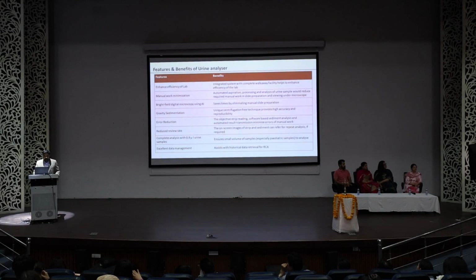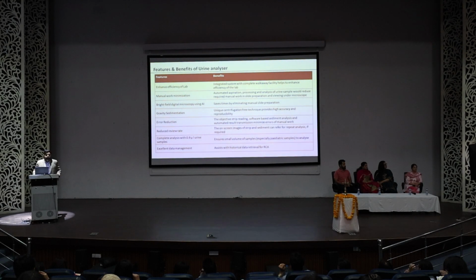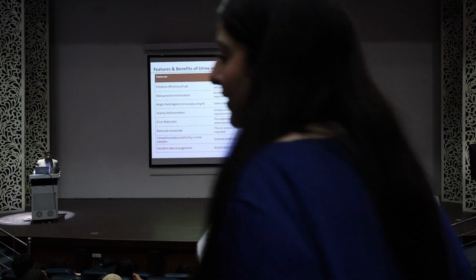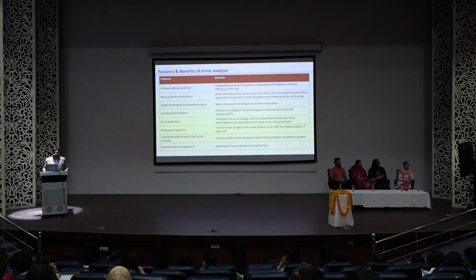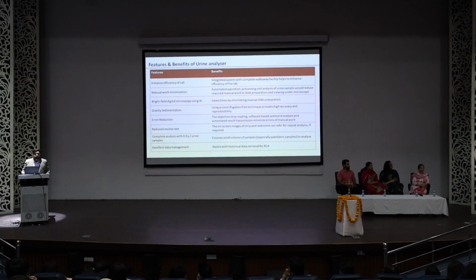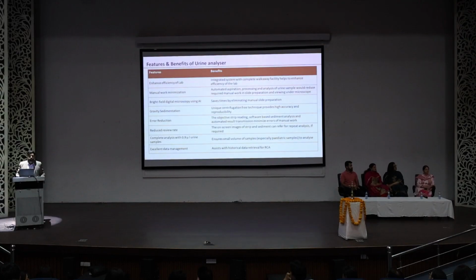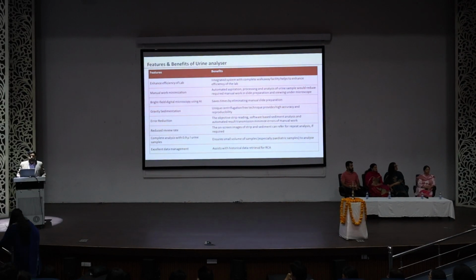In microscopy, what are the major causes of error in urine chemistry? There could be transcription error, sampling error, or contamination error. But if you have a properly labeled sample, you just keep those samples in the instrument. The instrument will do the work at the next stage.